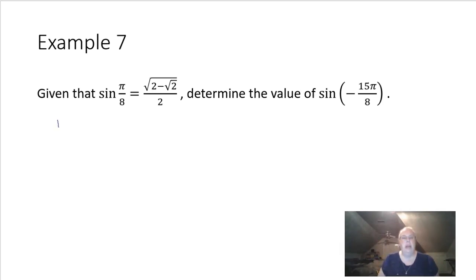So I'm going to take pi over 8 and subtract 2 pi, because we're going down. We're going to see if we can get to the negative angles there. Getting common denominators here, 2 pi is actually 16 pi divided by 8. And pi minus 16 pi is going to give me negative 15 pi divided by 8. So these angles are, in fact, coterminal. And that means that the sine is the square root of 2 minus the square root of 2 over 2.